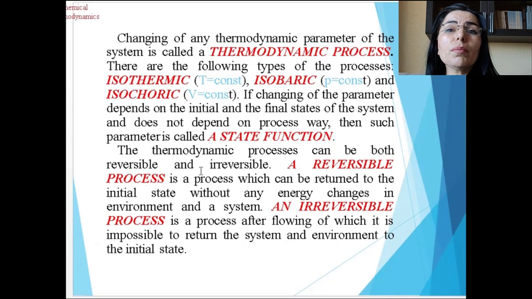The thermodynamic processes can be both reversible and irreversible. A reversible process is a process which can be returned to the initial state without any energy changes in the environment and the system. An irreversible process is a process after which it is impossible to return the system and environment to the initial state.